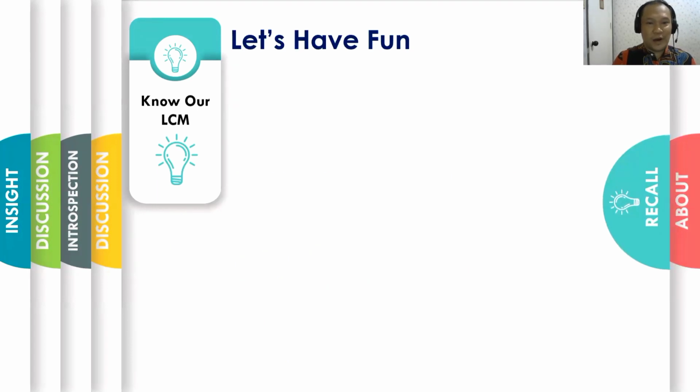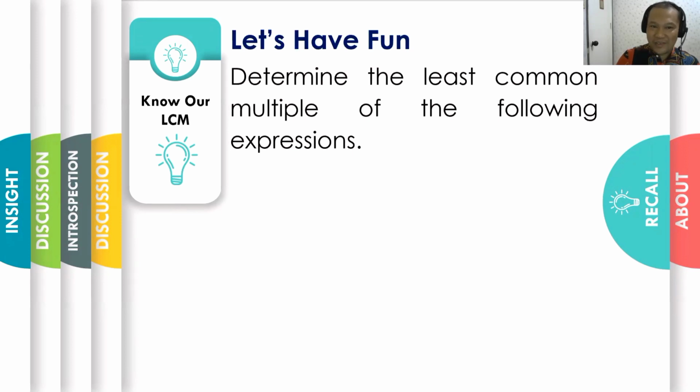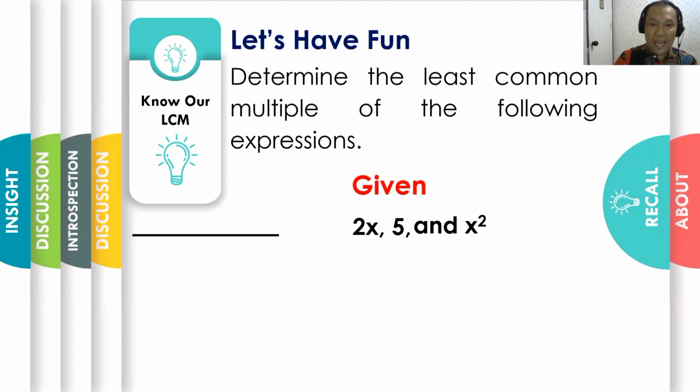Let us continue our fun activity by doing another set of exercise. This time, we are going to determine the least common multiple of the following expressions. Now, here is the first set of expressions: 2x, 5, and x squared. What will be our LCM? Okay, very good. It's 10x squared.